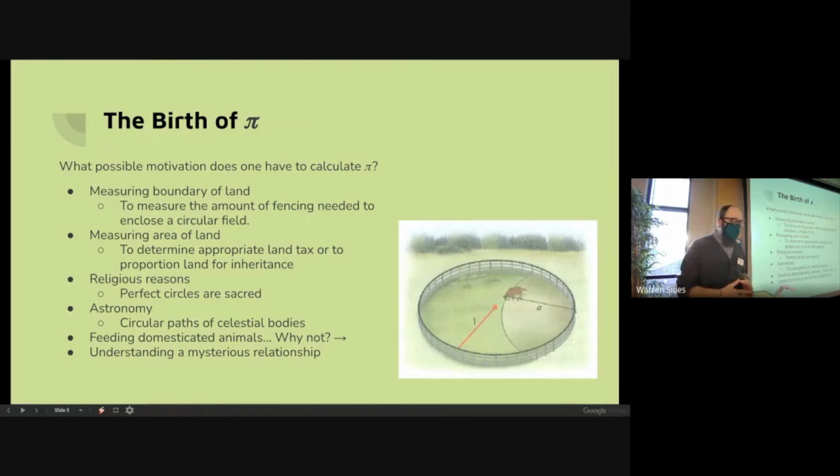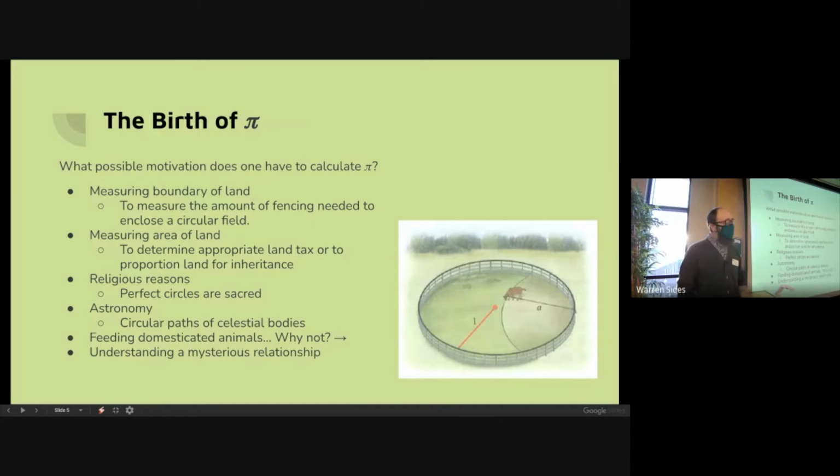There's also this idea of religious reasons. There's often very strict directions for how you worship. In a lot of Hindu texts, circular altars, circular things need to be made, and they had to be made by very specific rules. And if you don't know the rules for creating a circle, if you don't know the relationship between all the parts, it's going to be really hard to worship in the appropriate way. So there's religious reasons for that.